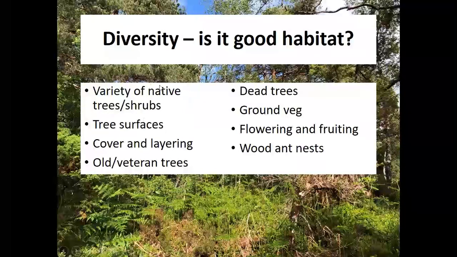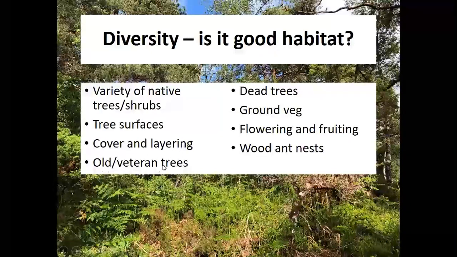That was the number of different native trees and shrubs that were found. But a significant part of that was held at the early growth stage by the pressure of deer feeding or livestock feeding. So those trees aren't able to grow up to become big trees at the minute, which is a bit of an issue. Some of the diversity is trapped at that early growth stage, and that in turn limits the kinds of tree surfaces that are available for lichens. It limits the cover and layering. It limits the diversity of old and veteran trees, and eventually dead trees.